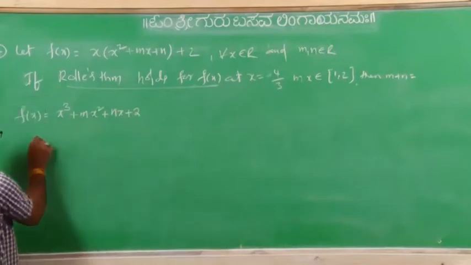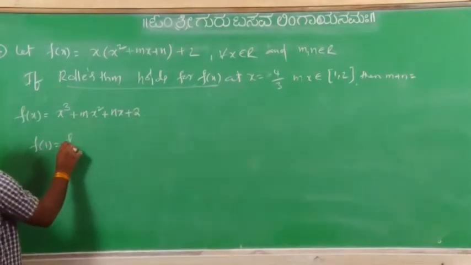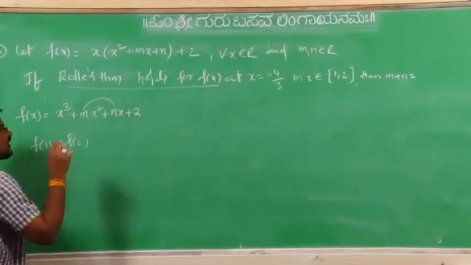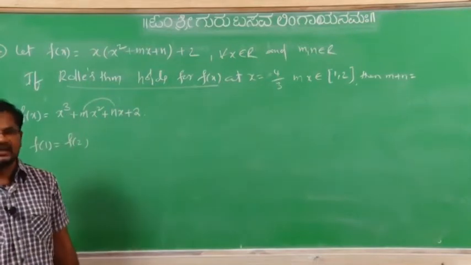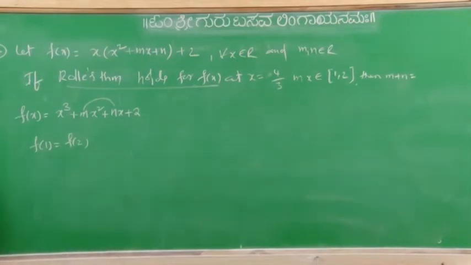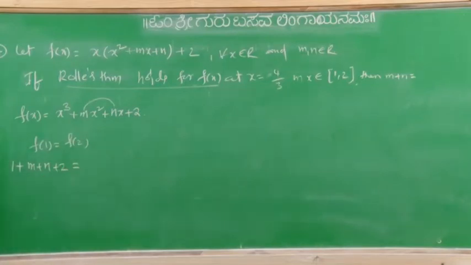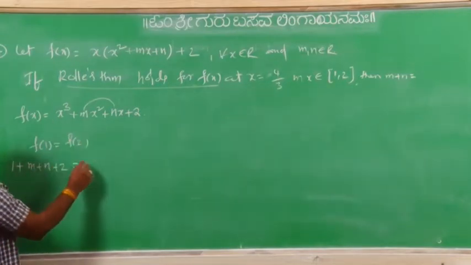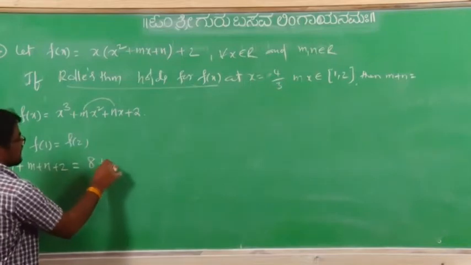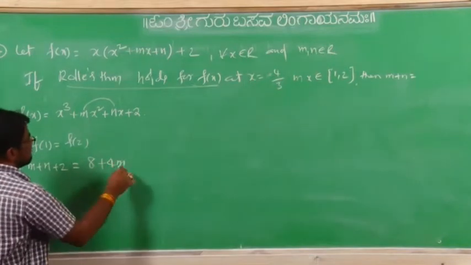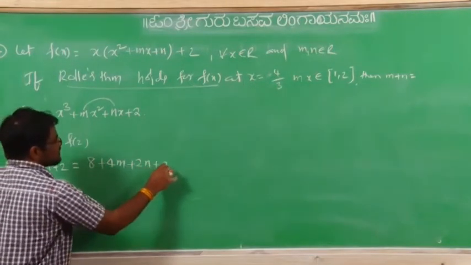Now I will take f of 1 equal to f of 2 because these unknown values we have to find. f of 1 equal to f of 2. What is f of 1? 1 plus m plus n plus 2 equal to f of 2, which is 8 plus 4m plus 2n plus 2.